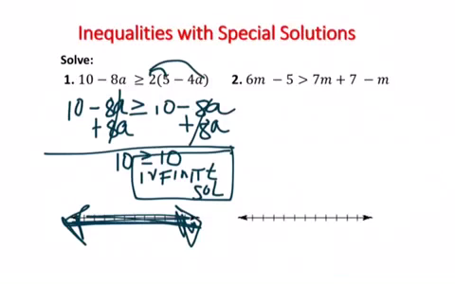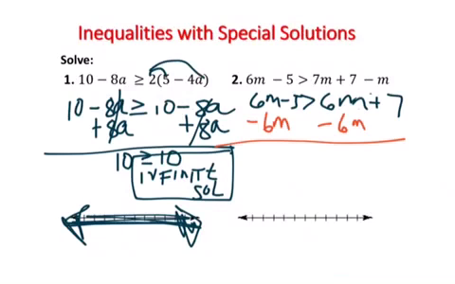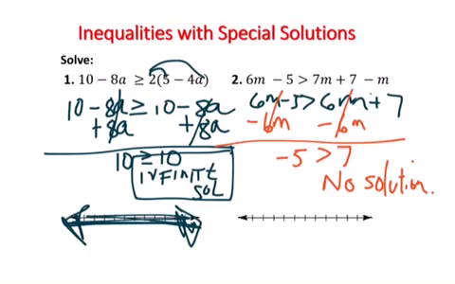In doing this one, okay, so bring down the symbol. 7m minus m is 6m plus 7. So if we minus 6m from both sides, they both go away and we get negative 5 is greater than 7. Since the number negative 5 is not larger than 7, this one is no solution. And no solution means that we would not darken any numbers on the number line.